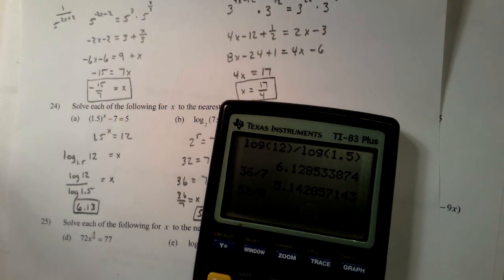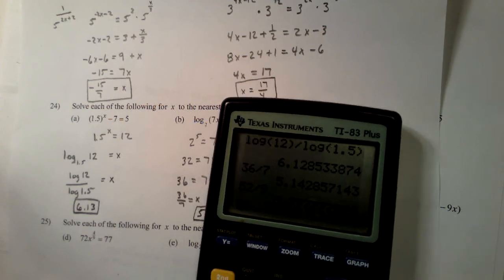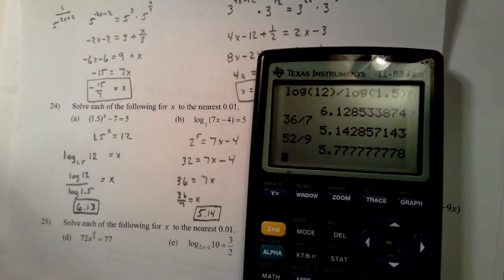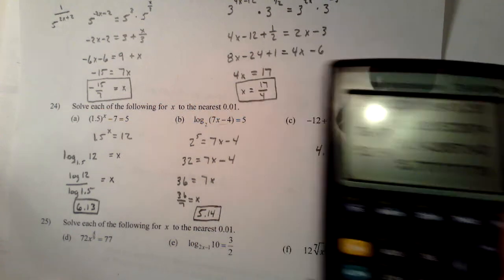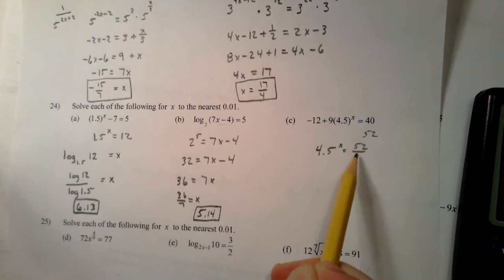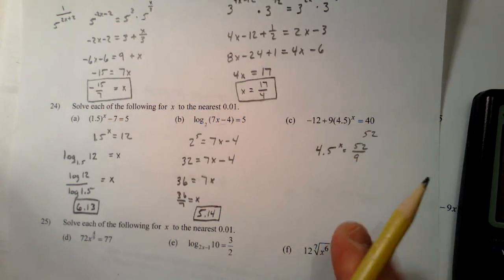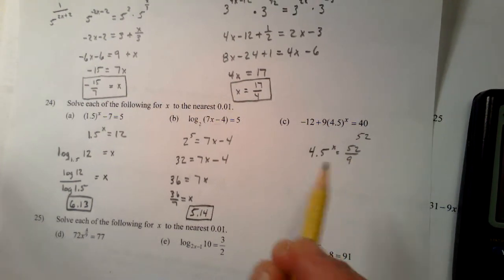Let's see what we got. 52 divided by 9. Oh, a bunch of 7s. See that? 52 divided by 9. So 5.77. So you don't want to write that decimal. I don't want that there. I need the exact decimal to be used. So I'll show you what I mean.